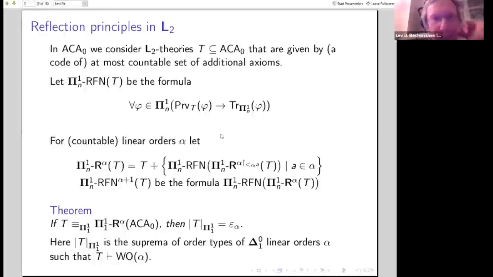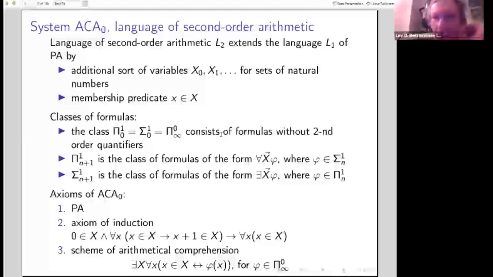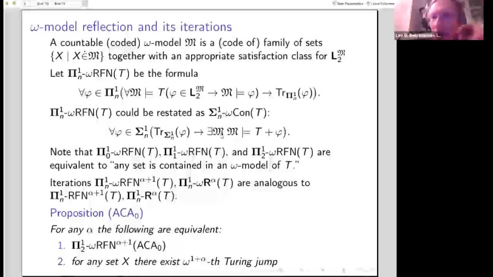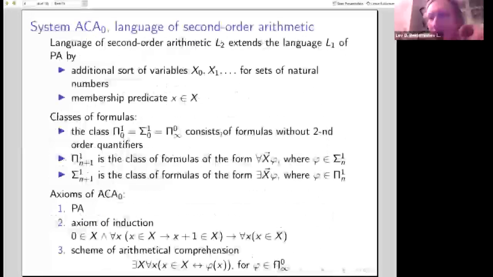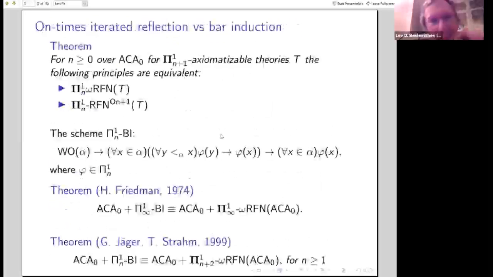But could you show the slide where you had this result about the reduction of Π1 omega-model reflection to this rule with the well-ordering of something? Sure. So that one.